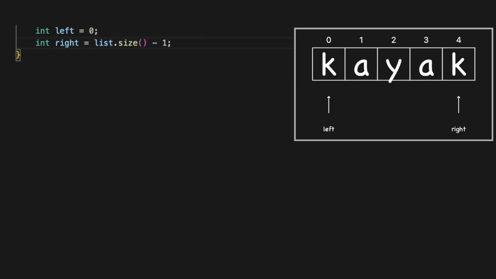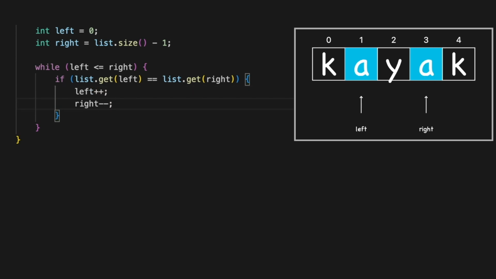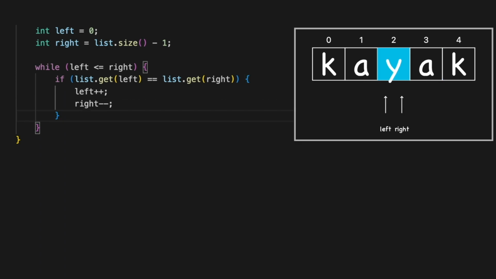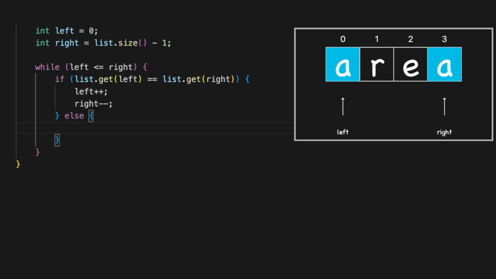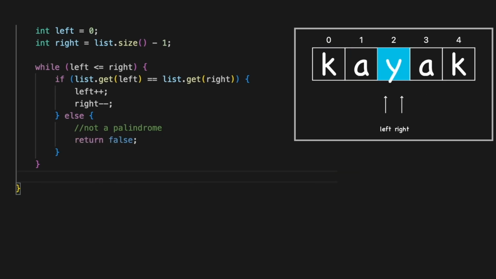We know a string is a palindrome if the first character matches the last character, the second character matches the second to the last character, and so on until we get to the middle of the string. So while these two pointers have not crossed each other, we compare the characters at those indices. If the characters match, we increment the left index to move it forward and decrement the right index to move it backward. However, if any pairs of characters do not match, the string is not a palindrome and we return false. If the indices cross each other, the string is a palindrome and we return true.